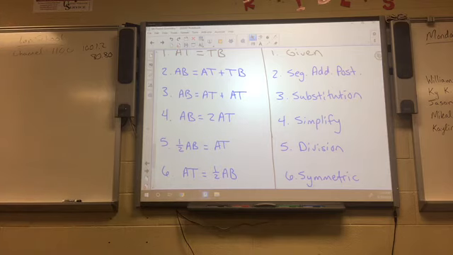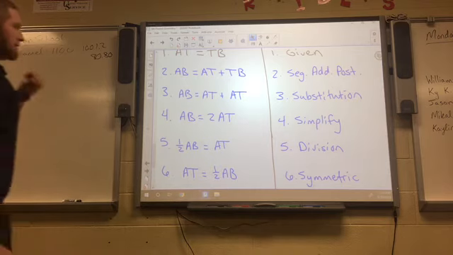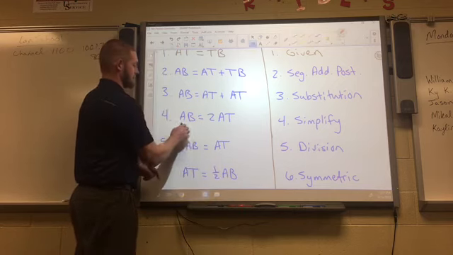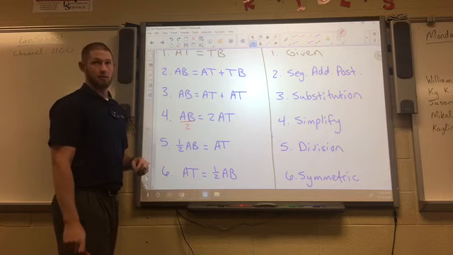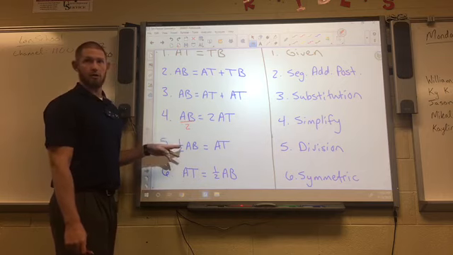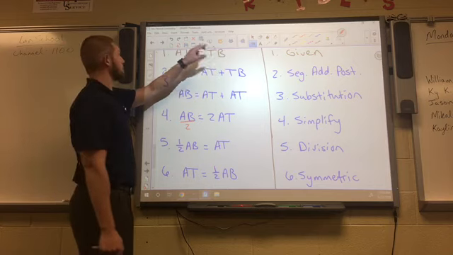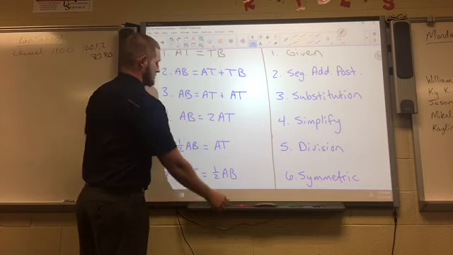Yes? How did you get the 1/2 AB? It's the same thing as multiplying by 1/2. AB times 1/2 is the same thing as taking AB and dividing it by 2. I just wrote it a little bit differently because I knew how they wanted it. Does that make sense? Okay. All right.